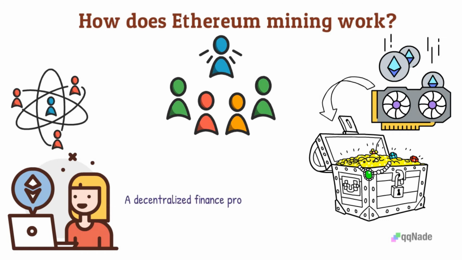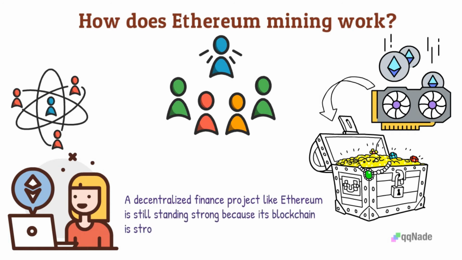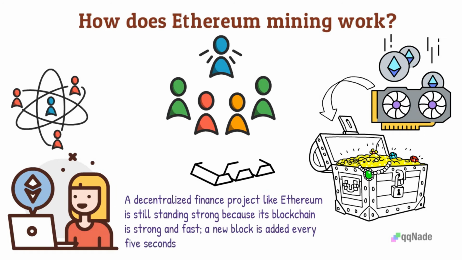A decentralized finance project like Ethereum is still standing strong because its blockchain is strong and fast. A new block is added every 5 seconds. As a way to boost morale, each miner gets 5 Ether coins when their blocks are added to the network. And even if your block doesn't get selected for validation, you'll still be rewarded.